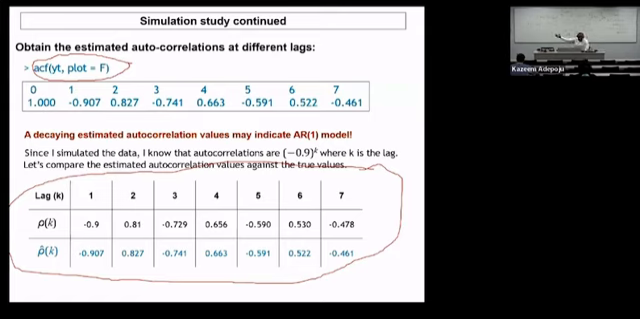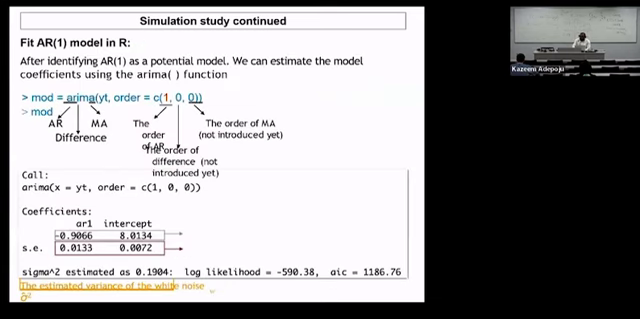So what we've done here, we compare the estimated autocorrelation against the true values. The true values, what we call the true values, is the population one, is the theoretical one. Does that make sense? Okay, now we now want to do something.